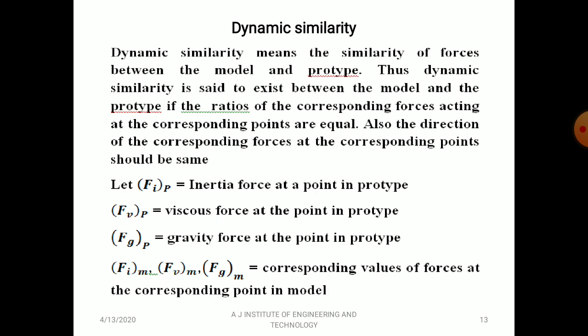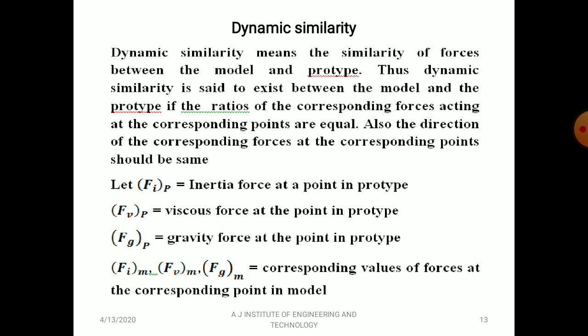Dynamic similarity is said to exist between model and the prototype if the ratios of corresponding forces acting at corresponding points are equal. Also the direction of the corresponding forces at the corresponding points should be the same, because force is also a vector quantity. So the ratios of corresponding forces acting in prototype and model should be equal.